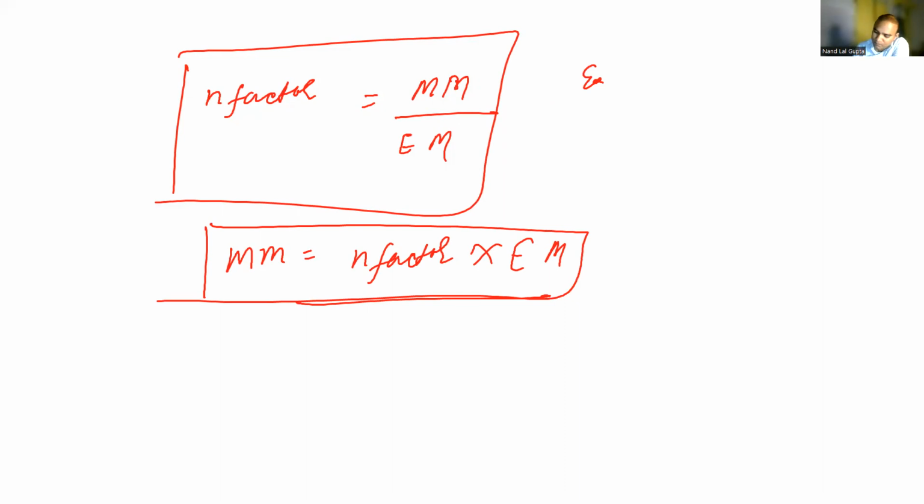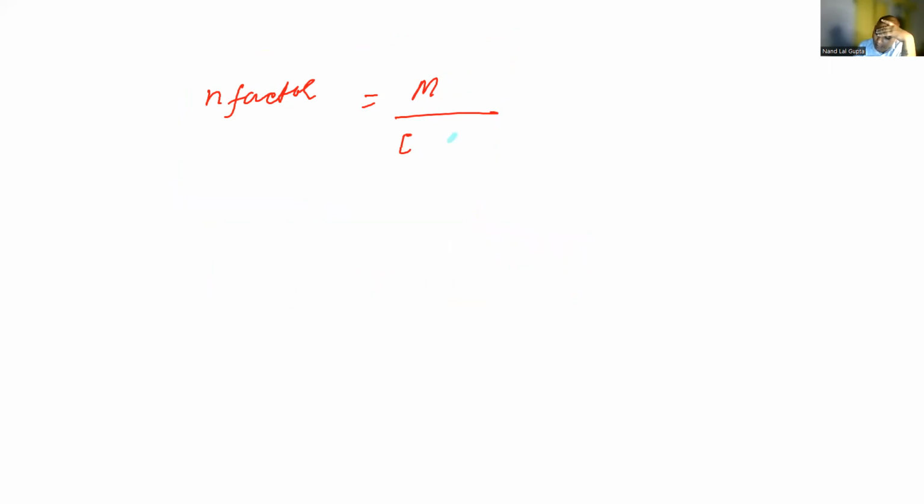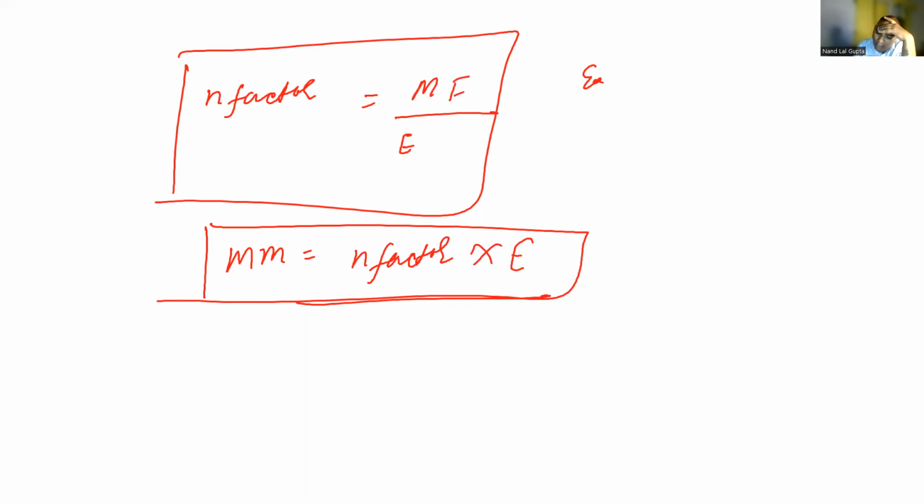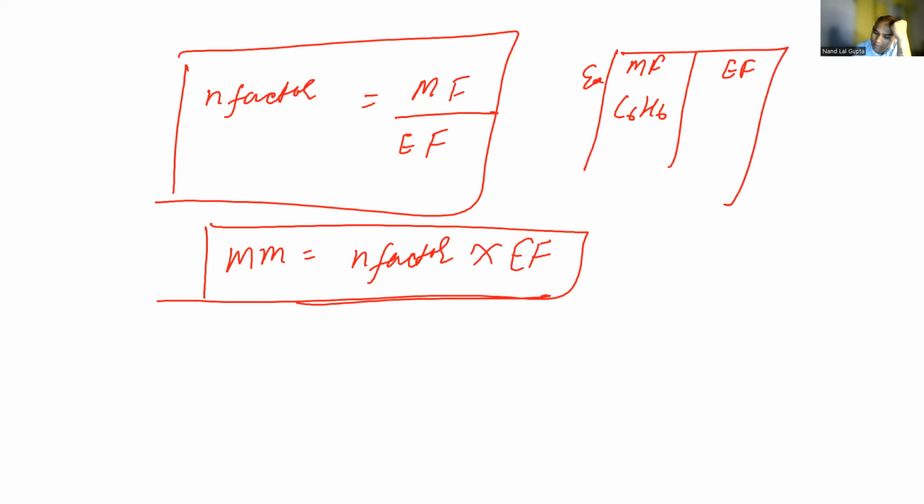If you are going for the molecular formula, better you write it in terms of molecular formula upon empirical formula is equal to n. See the example, C6H6 is there. This is the molecular formula. What will be the empirical formula? Can you tell me? CH will be there, right?